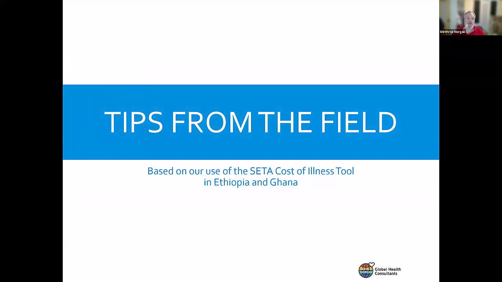This is all going to be based on our use of the CETA or SETA, whichever you prefer, cost of illness tool when we were in Ethiopia and Ghana using this tool.